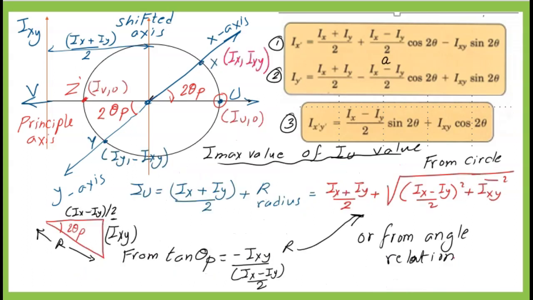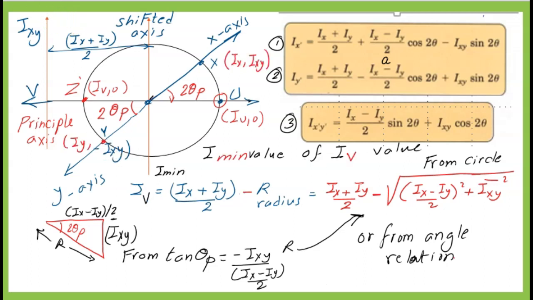From the next slide, the value of Imax or IU can be estimated as equal to the shift, which is (Ix plus Iy) over 2, plus the radius value. Checking the tan 2 theta b expression, we can draw an angle and get the radius value in terms of Ixy, Ix, and Iy.